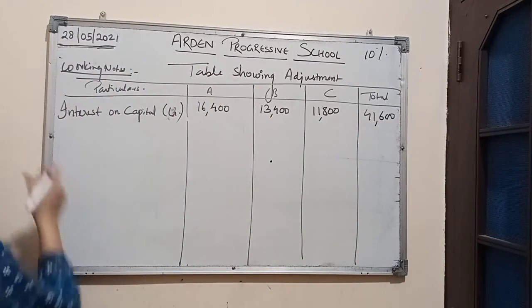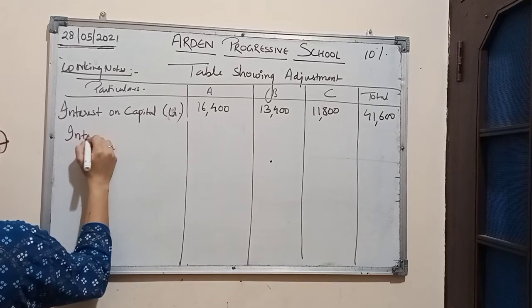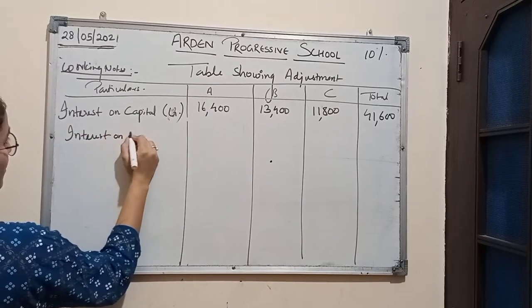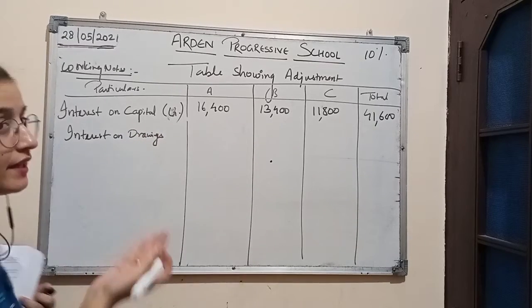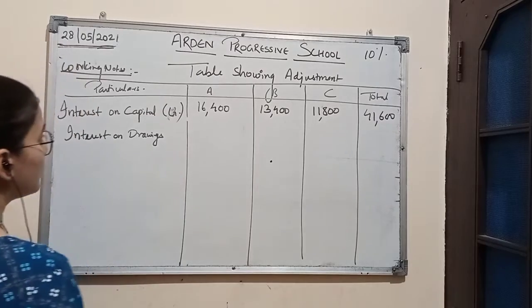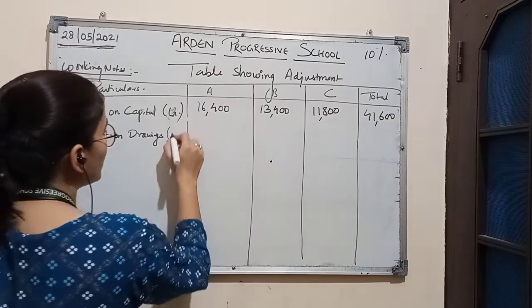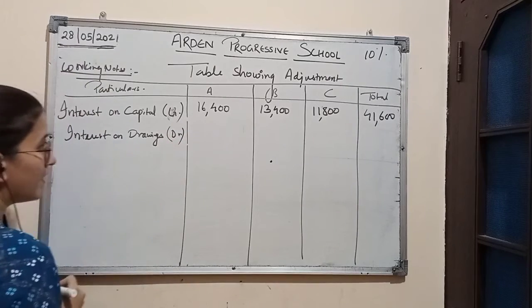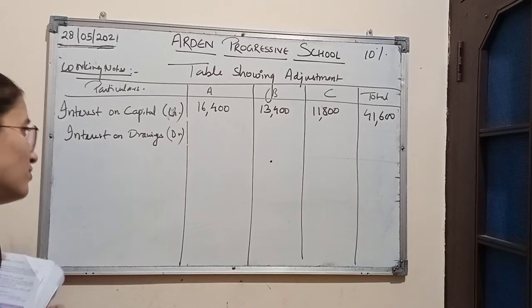Now next we have interest on drawings. As we know, interest on drawings is paid by the partner. That means it decreases the capital account of the partner. So if the capital account of the partner is decreasing, it will show a debit balance here. Now we will calculate the amount of interest on drawings.